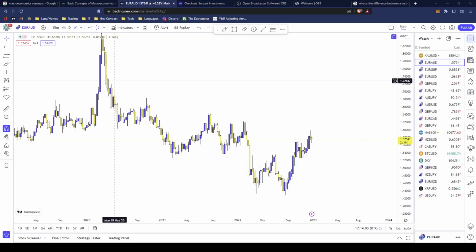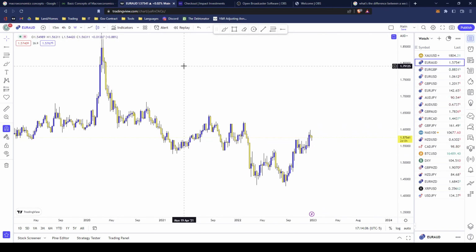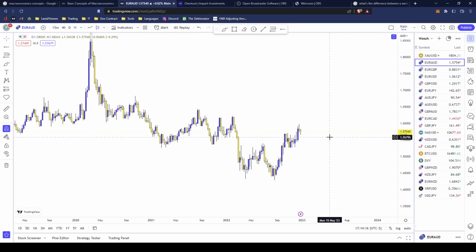Alright, today we're going to do a top-down analysis of Euro AUD. This has been on my journey with becoming a profitable trader, and I love that you're on the journey with me. So here we're going to start with here.